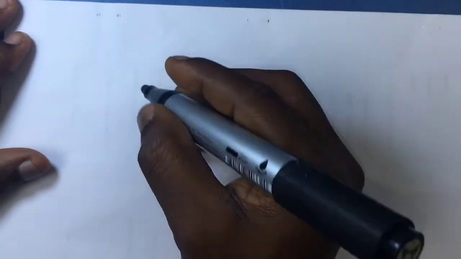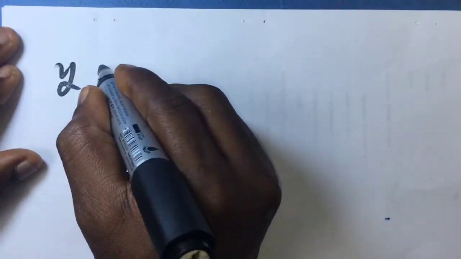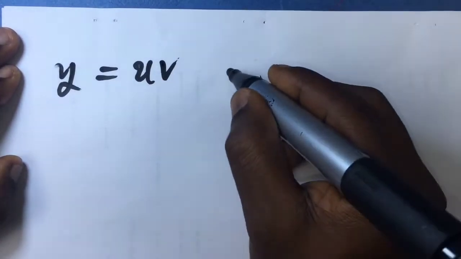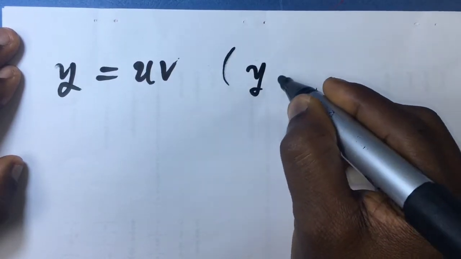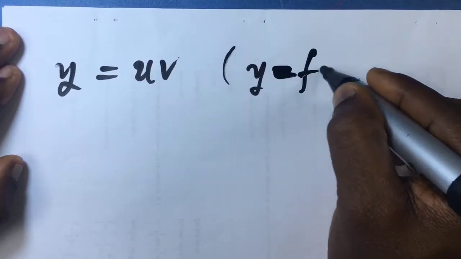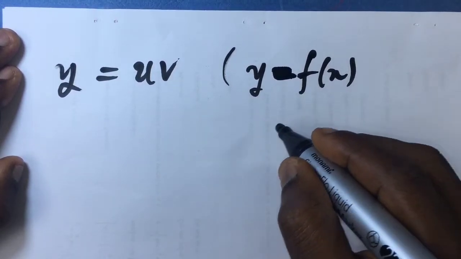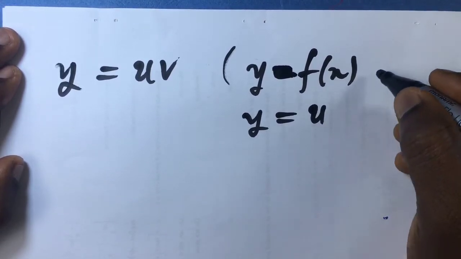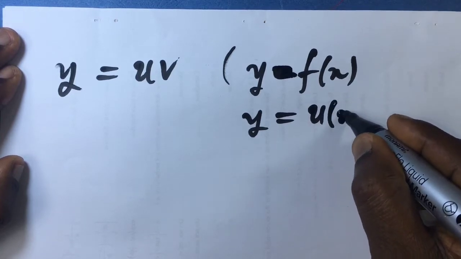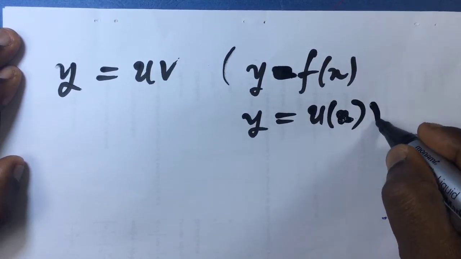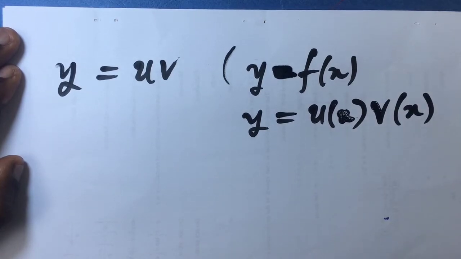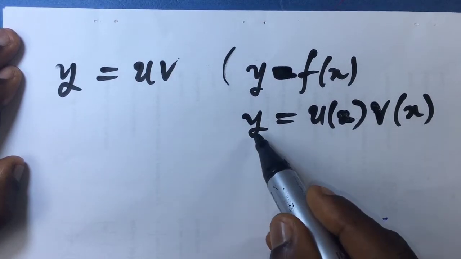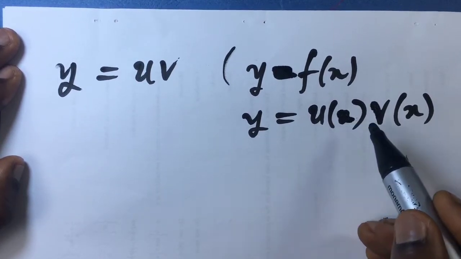Now let's see. So if I'm given a function y equals u times v, take note, I'm going to put it here. Y is dependent on x, meaning that y is equal to f of x, but the same y, which is equal to f of x, is a product of two functions. That is, f of x can be written as a product of two functions, u of x multiplying v of x. Okay, so when you see me write y equals u times v, I'm actually referring to y equals u of x times v of x.